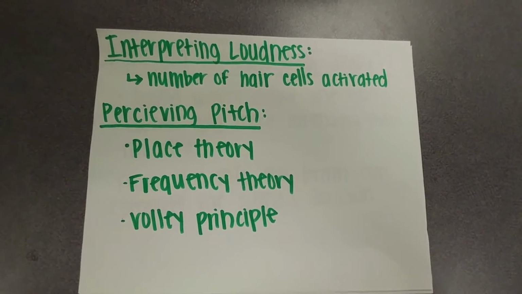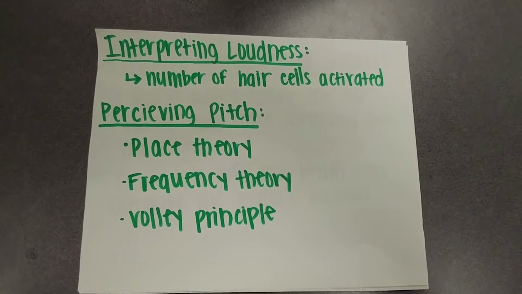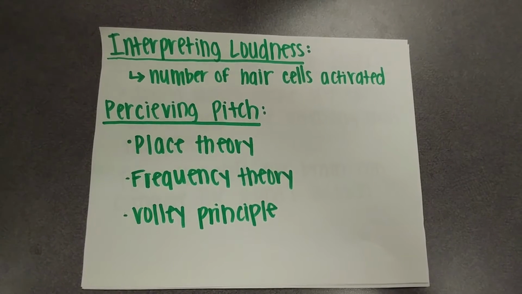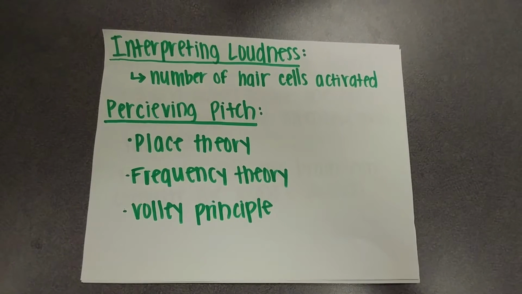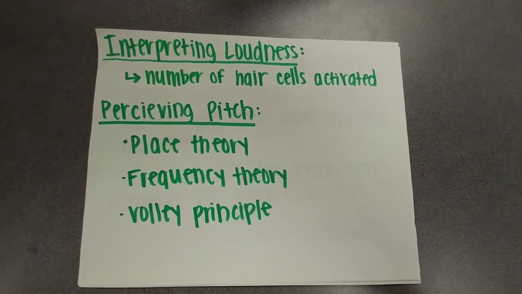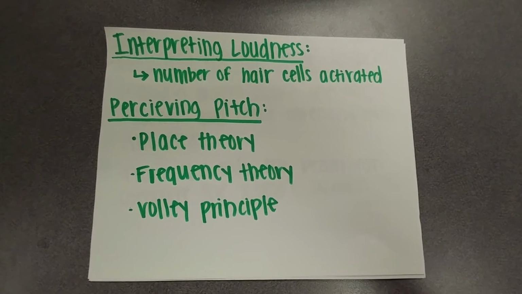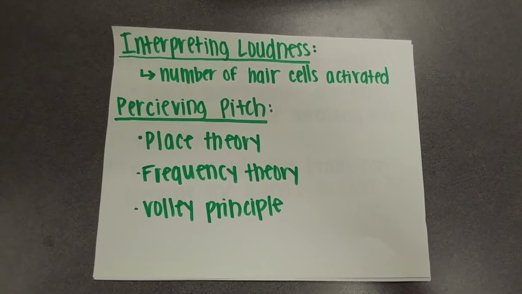We interpret loudness of a sound by the number of hair cells activated. We perceive pitch by three theories known as the place theory, frequency theory, and volley principle. In the place theory, sound waves trigger activity at different places along the cochlear basilar membrane, and the brain recognizes the place on the basilar membrane, generating neural signals.